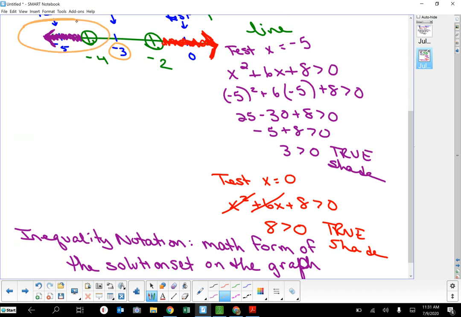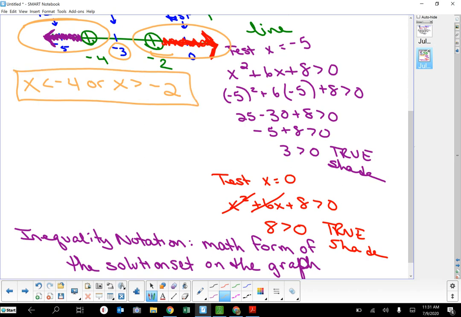So this part, we know that x is not going to touch -4, but it's going to be everything less than that, right? So x is going to be less than -4. And there's a break in here, so we have the word or. And then we have x is bigger than -2.